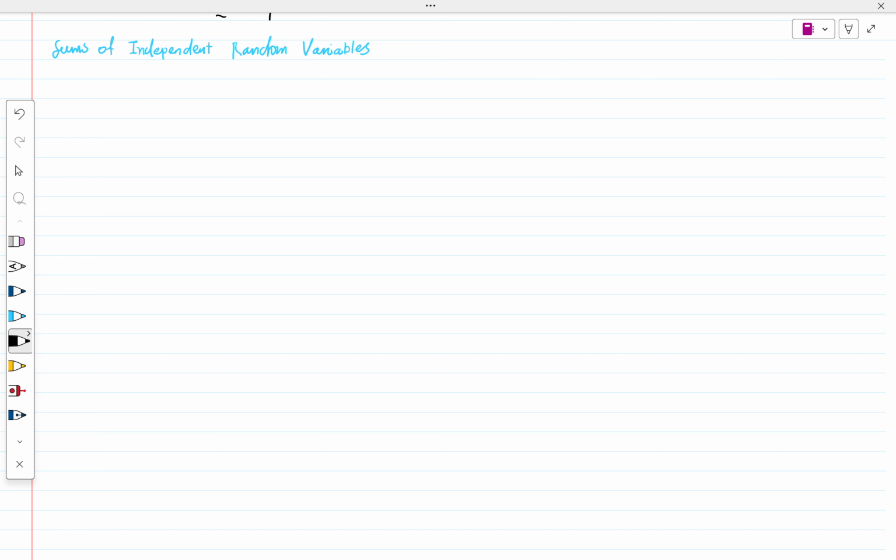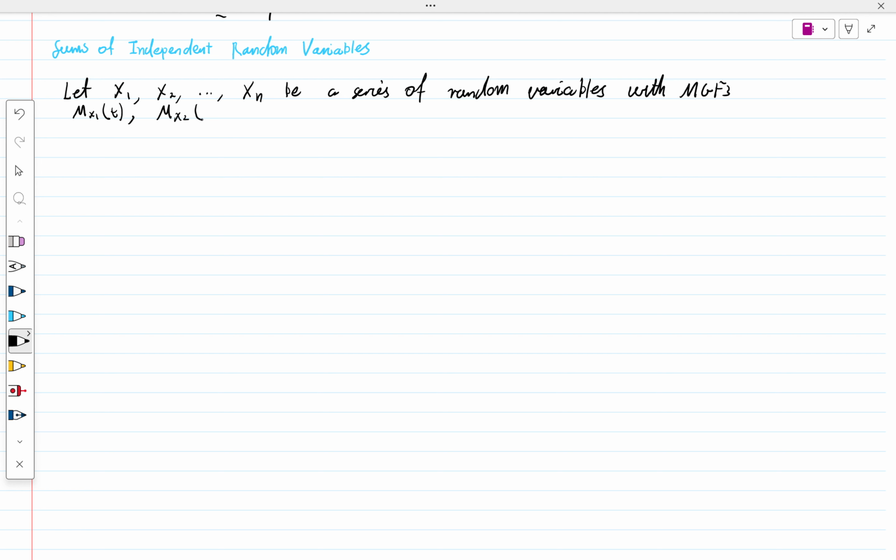So, let X1, X2, ..., Xn be a series of random variables with moment generating functions, or MGFs. We'll call them M_X1 of t, M_X2 of t, and M_Xn of t.